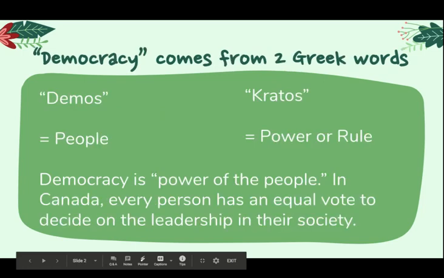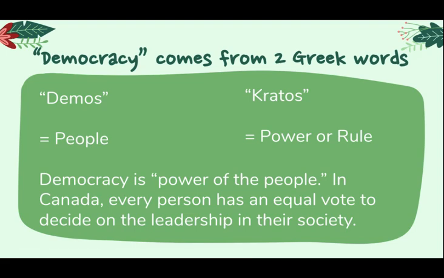Democracy comes from two Greek words. Demos means people, and kratos means power or rule. Democracy is power of the people, or by the people. In Canada, every person has an equal vote to decide on who the leadership in their society will be.